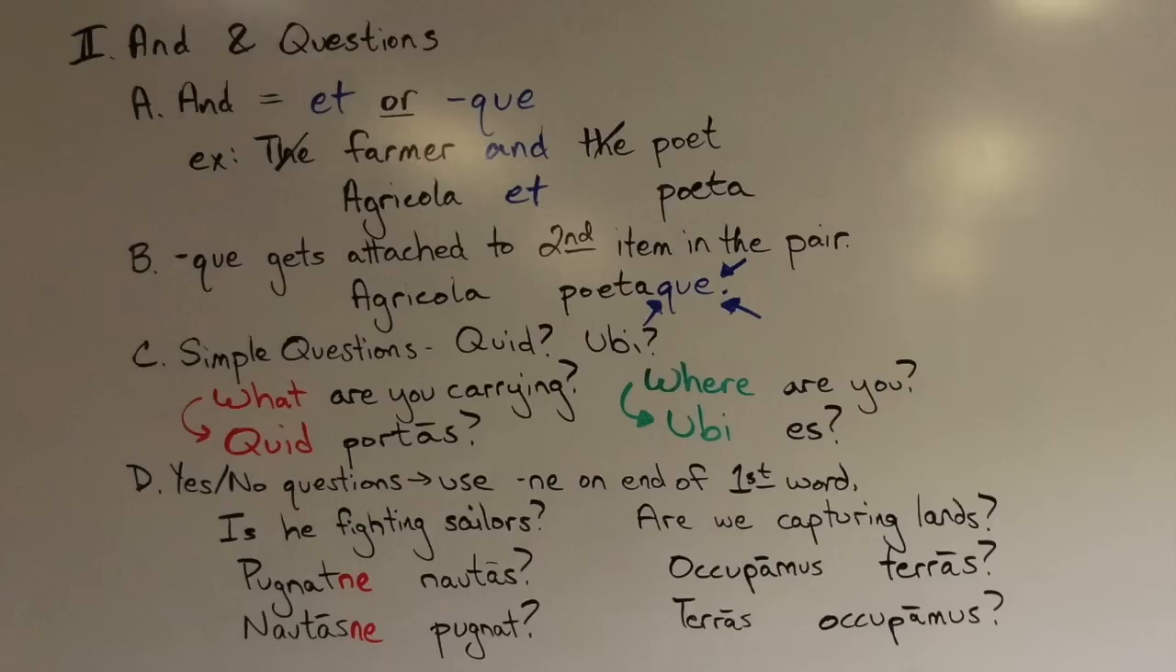If you did it correctly, you should have gotten "-ne" on the end of "occupamus" in the first one, reading "occupamusne terras." And in the second one, you should have attached it to "terras," giving you "terrasne occupamus." That's it for questions. We'll practice this more when we see each other again in class.